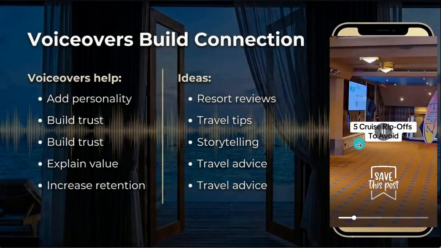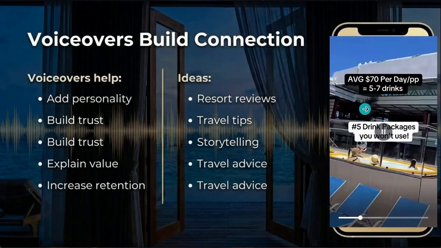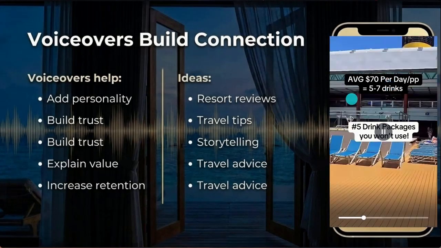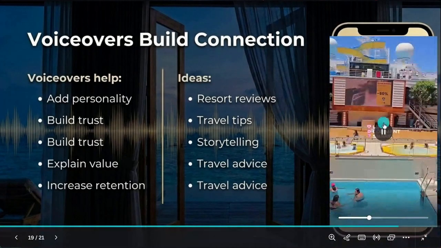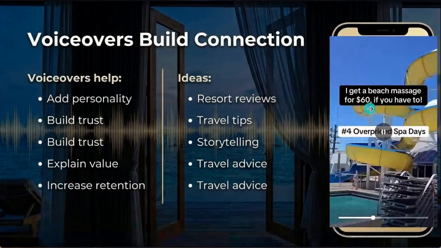All right. Now, number 5, drink packages you won't use. Yes. All right. Average drink per day. I'm giving them value. And then there's going to be a call to action again. So I could pull them through: like, comment, share. All right. Number 4, overpriced spa days. I get a beach massage for $60 if you have to.